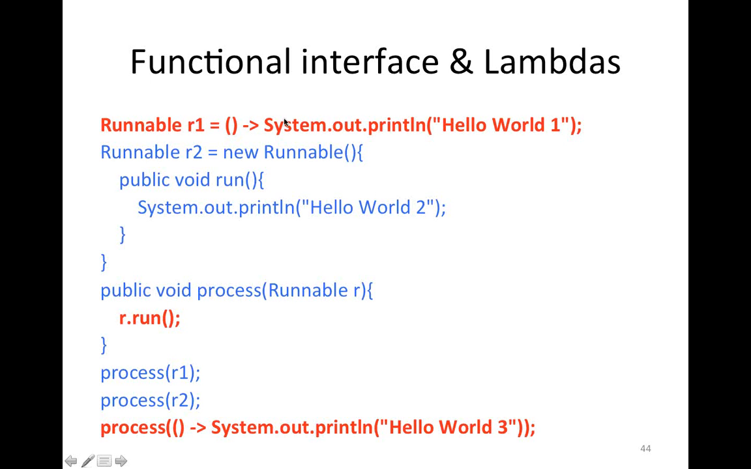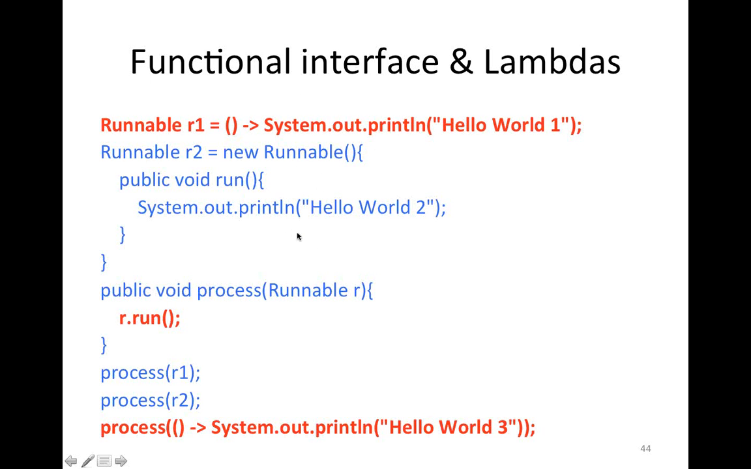Here we're creating two ways to instantiate a runnable object. The first one, runnable r1, uses a lambda expression. The lambda expression has no parameter and returns void. In this case, it just prints hello world 1. And the second way is to use anonymous classes, which you've seen during the presentation. Here we instantiate a runnable object and provide the implementation for the run method.